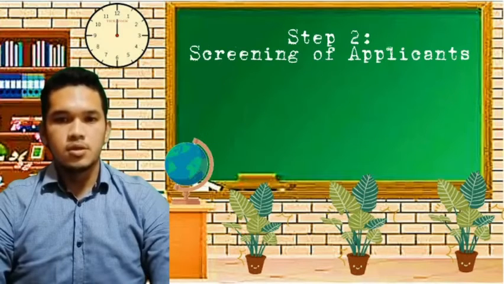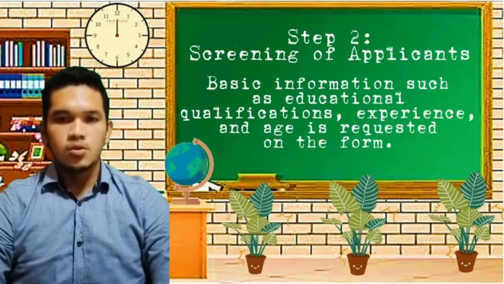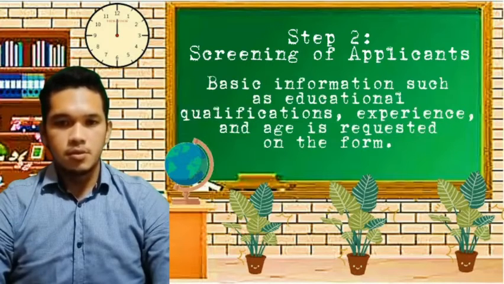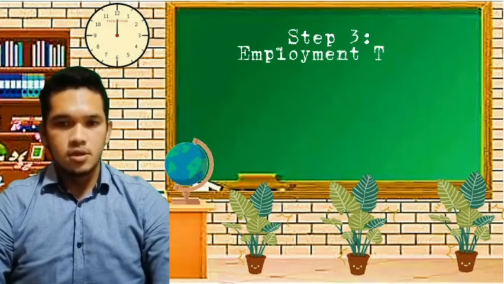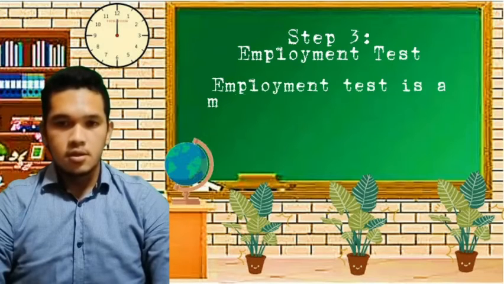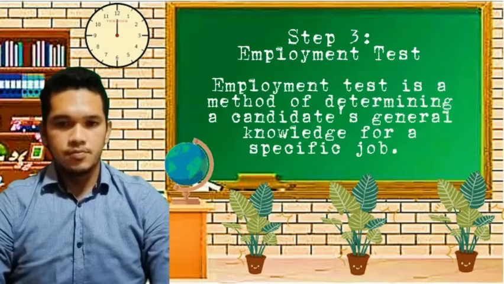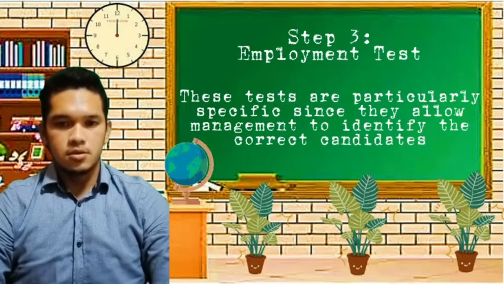Step 2. Screening of applicants. Basic information such as educational qualification, experience, and age is requested on the form. Step 3. Employment test. An employment test is a method of determining a candidate's general knowledge for a specific job. This test is particularly specific since it allows management to identify the correct candidates for the job.